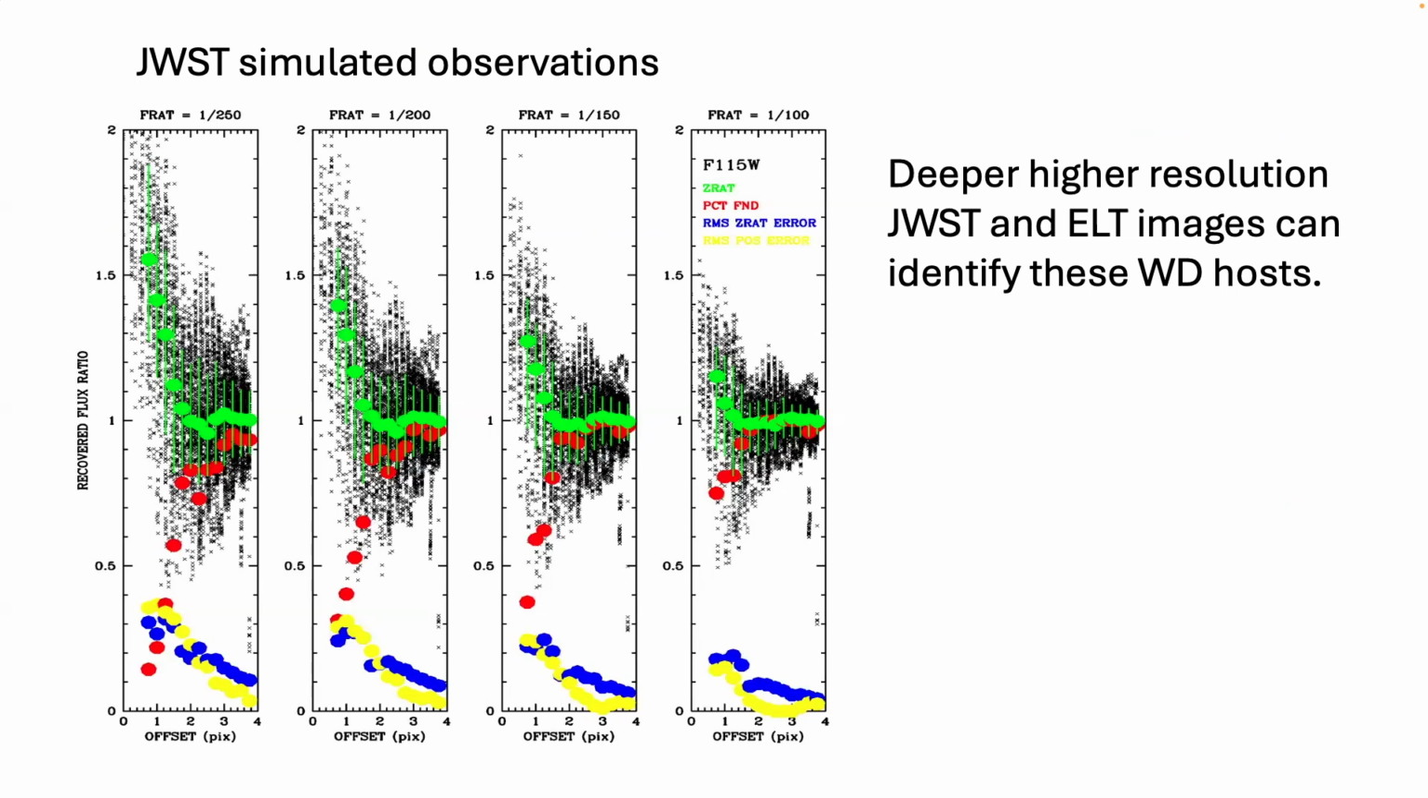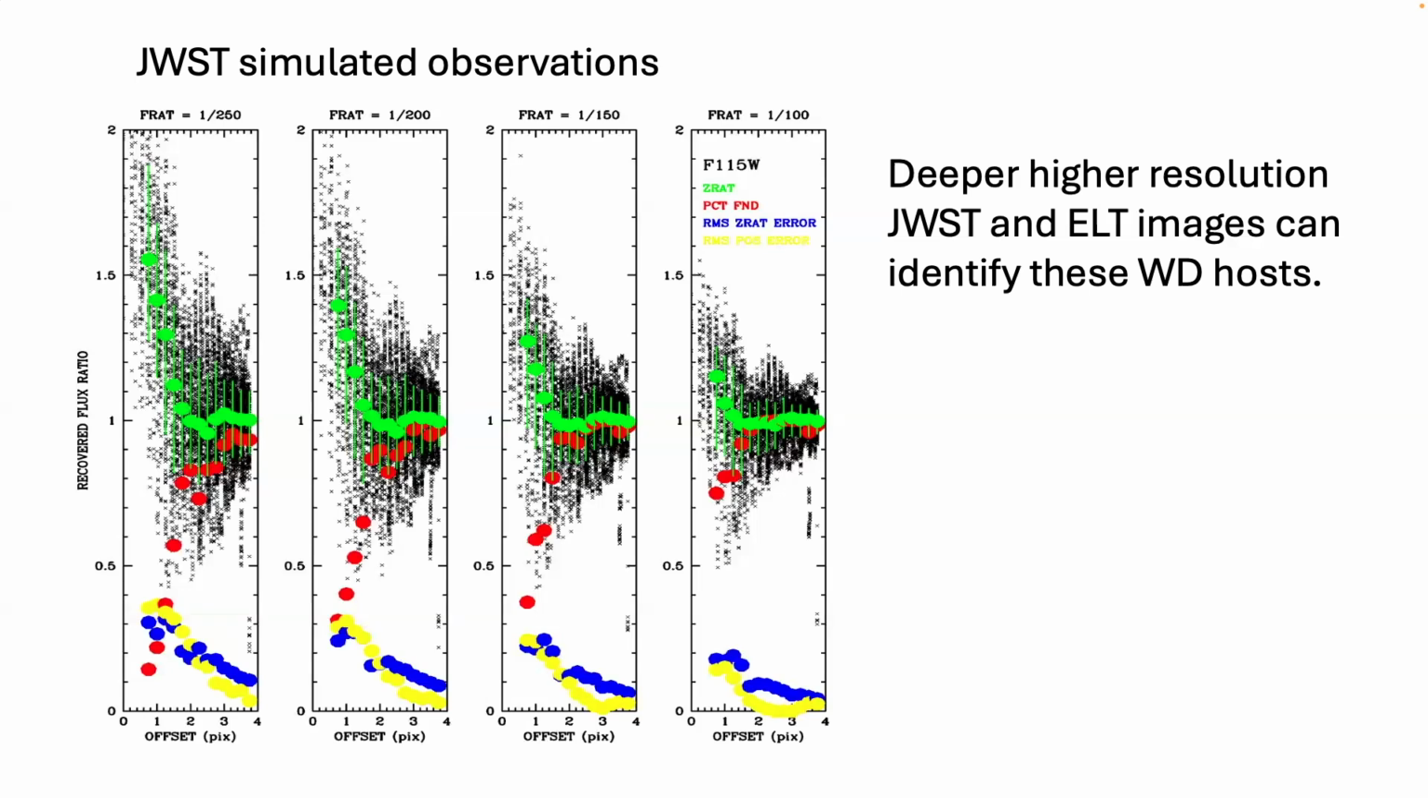And then he tried to see if he can recover those. And these red points are the ones that would show if you can recover them or not. And as you see, you go from this side to this side. As the flux ratio gets lower, you see that at about 1.4 pixel, you almost get like 100% chance of recovering them.